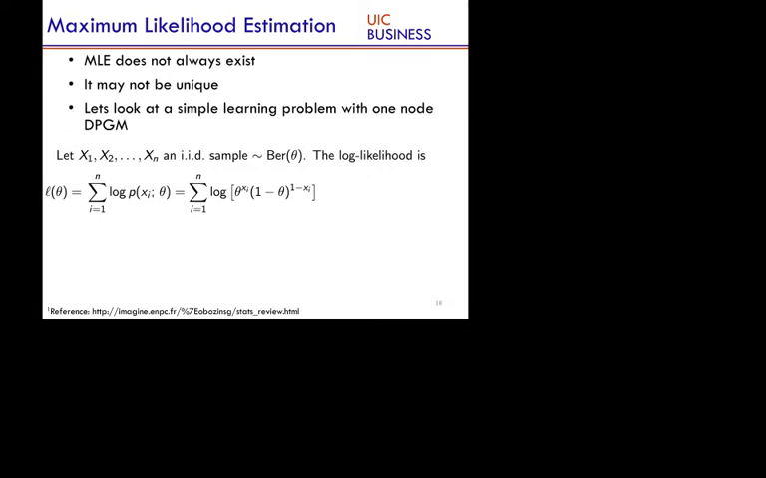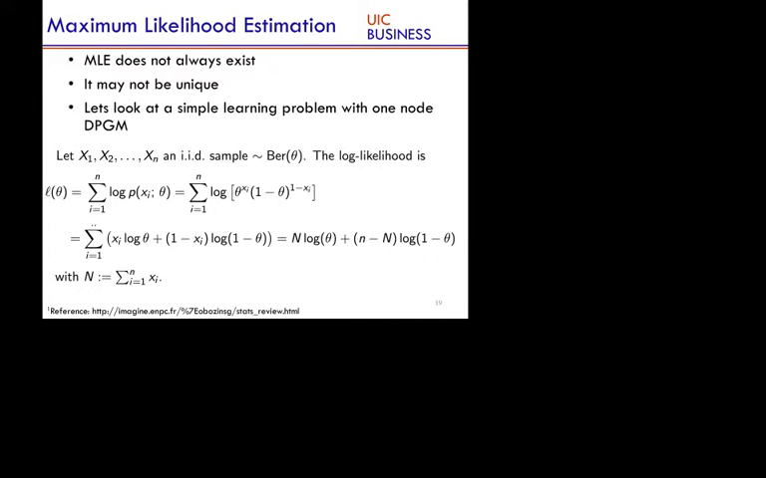Now the objective is very clear. The xi's are the data, and theta is the free parameter, and we need to choose this free parameter to maximize this objective function. So let's do that.